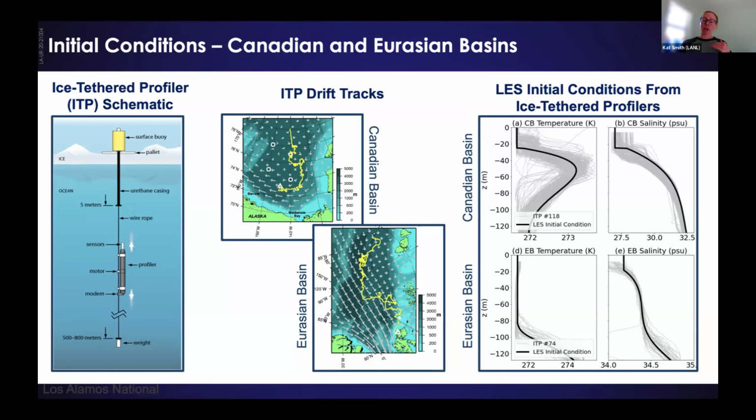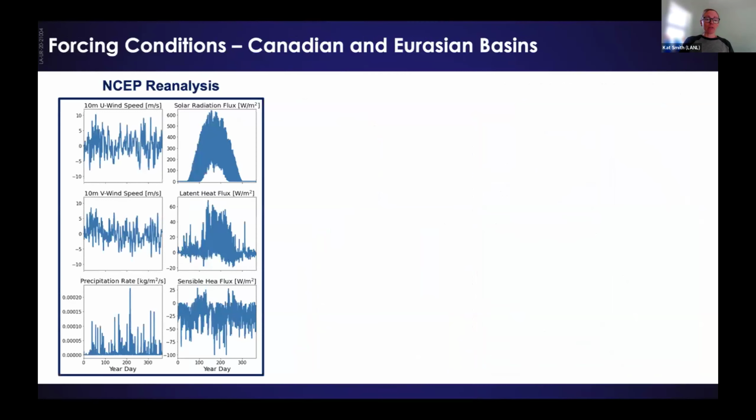Whereas the bottom panel, the Eurasian basin, I will admit, I kind of cherry-picked a portion of the profile in which it had a weaker stratification profile. So obviously it can get stronger stratification than this, but I wanted to compare and contrast a weak stratification versus a strong stratification here. So for forcing conditions, we're using NCEP reanalysis data. It's pretty much the same for both locations, or at least the maxes and mins are pretty similar.